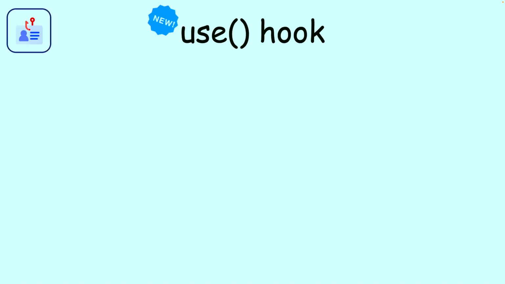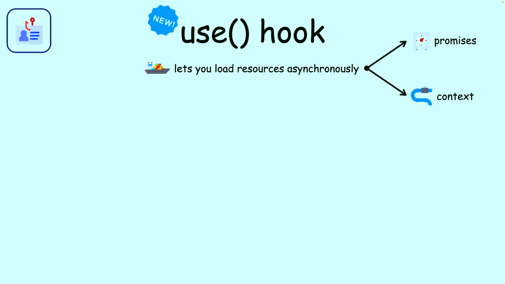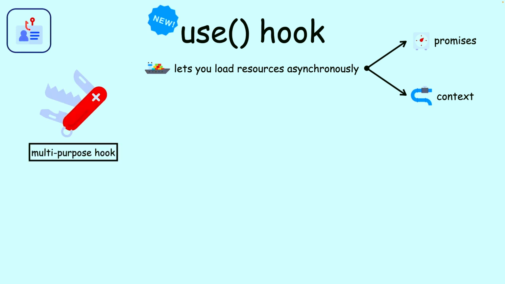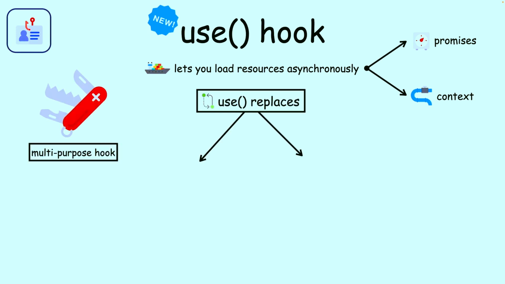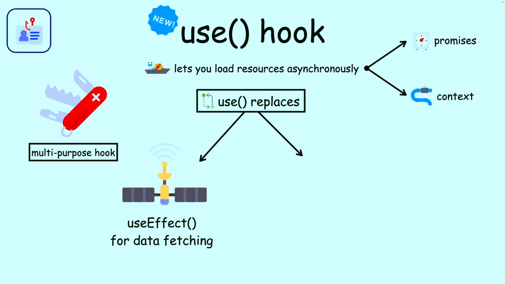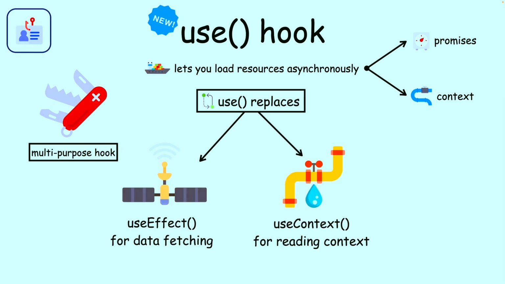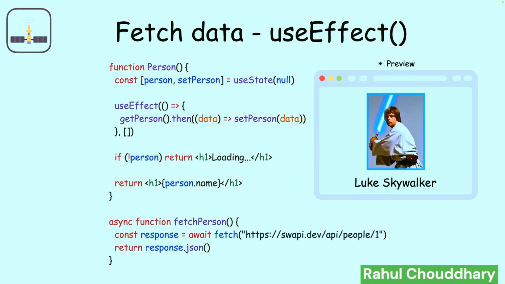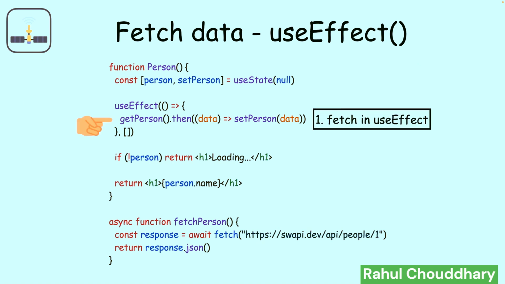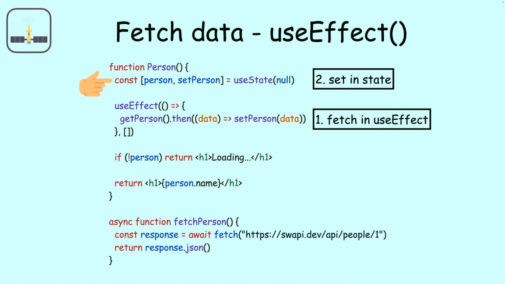You can do that with the new use hook, which lets us load a number of different resources asynchronously. Use can resolve promises or context. It's a multi-purpose hook, which means it can effectively replace two major hooks. It can replace useEffect for things like data fetching, and it can replace useContext for reading context data. In the past, if you wanted to fetch data from an API with useEffect, you first needed to make the API request inside useEffect, then put that returned data somewhere, usually in a state variable with useState, and finally display that updated state in the UI after handling loading and error cases.